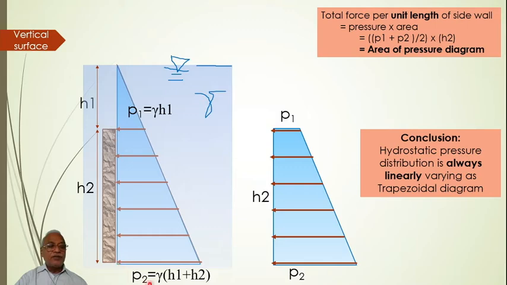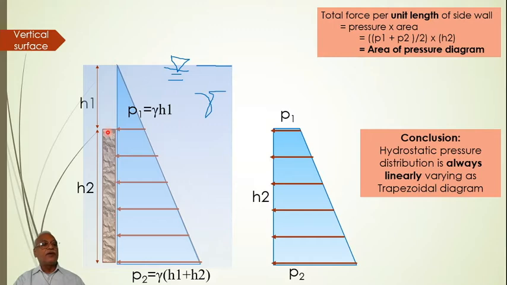Now at the bottom, P2 will be because of the standing water of H1 plus H2, so gamma into (H1 plus H2). So what is the pressure diagram which will be acting on the wall? It will be like this, for a height of H2, starting with a value of P1, which is gamma H1, and then going up to a value of P2 equal to gamma of (H1 plus H2). So it will be a trapezoidal pressure diagram if the surface is completely inside below some level.